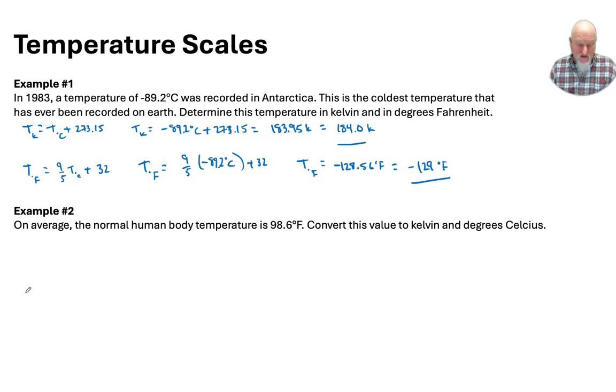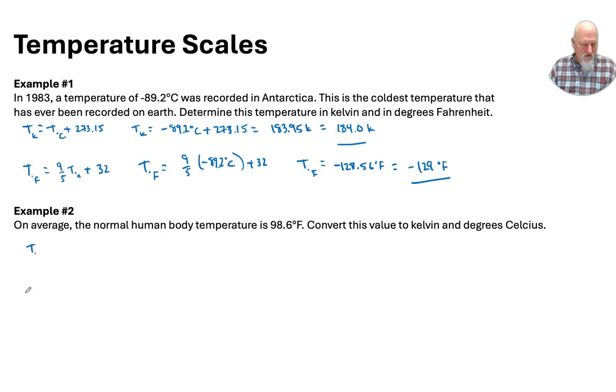Okay. Example 2, on average, the normal human body temperature is 98.6 Fahrenheit. Convert to Kelvin and degrees Celsius. So in this case, I'm starting with Fahrenheit. We don't have a direct conversion from Fahrenheit to Kelvin, but if we go to Celsius first, we can use that to get to Kelvin.